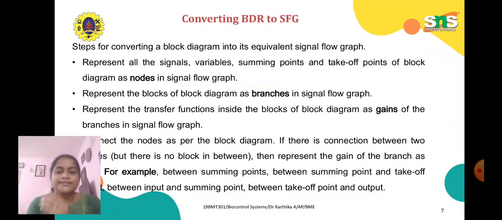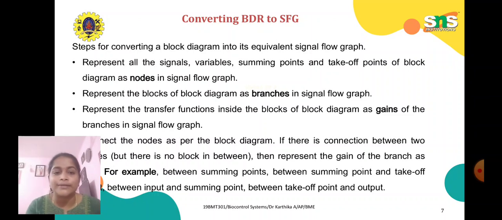Okay, how do we convert block diagram reduction to signal flow graph? Here we have some steps to convert BDR to SFG. First, represent all the signals, variables, summing points and takeoff points of the block diagram as nodes in the signal flow graph. Second, represent the blocks of the block diagram as branches in the signal flow graph. Third, represent the transfer functions inside the blocks of the block diagram as gains of branches in the signal flow graph, and connect the nodes as per the block diagram.